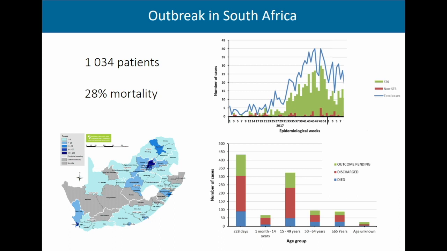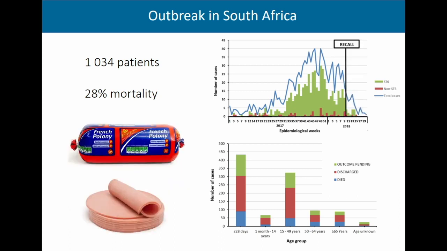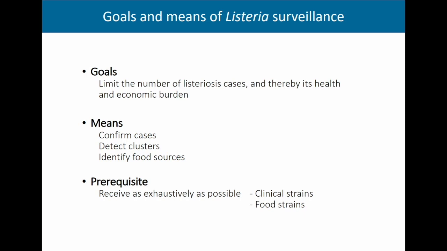It was only when the food responsible for the outbreak was identified and recalled. This is a kind of French bologna, a kind of ham, industrial ham. When the recall took place, then the number decreased and the outbreak was controlled. So a huge outbreak here in a country where systematic surveillance was not implemented, implying that probably surveillance is a good thing. So what can be done regarding Listeria surveillance?